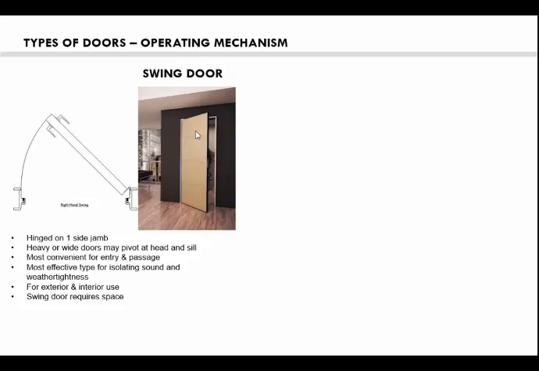Okay, swing door is the most convenient design for entry and passage, as well as for isolating sound and weather tightness, because it's pretty tight in its installation. It can be used for both exterior and interior. The downside is that because of the swing, sometimes you swing all the way to 90 degrees or even 360 degrees, right? It will require space for you to swing.